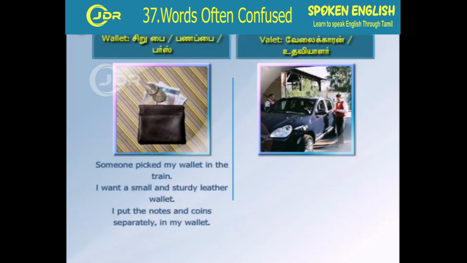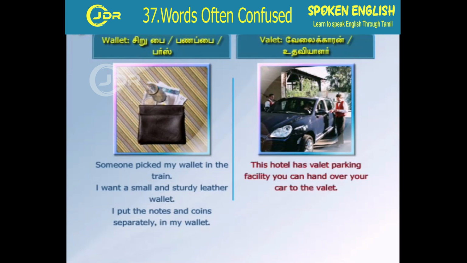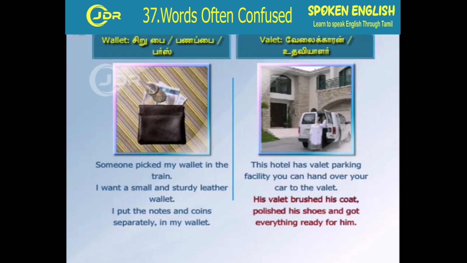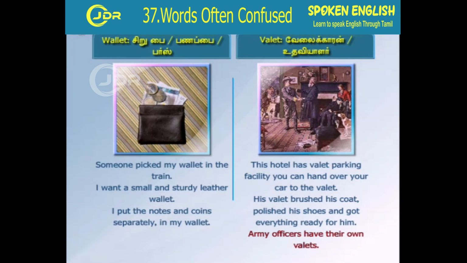Valet, வேலைக்காரன், உதவியாளர். This hotel has valet parking facility. You can hand over your car to the valet. His valet brushed his coat, polished his shoes and got everything ready for him. Army officers have their own valets.